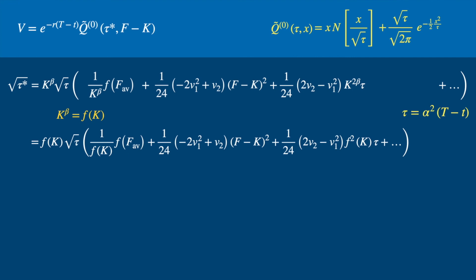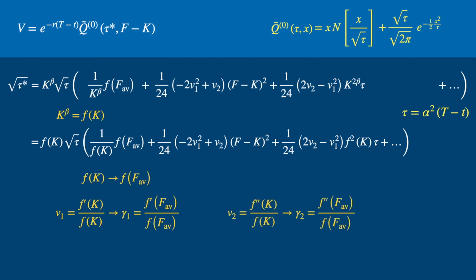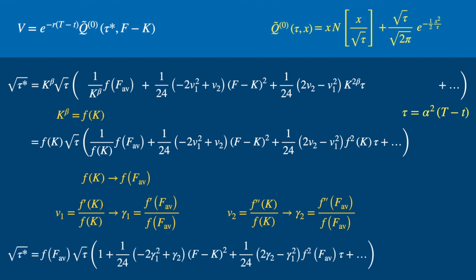It would make sense to replace the values at which the function and its derivatives are evaluated to the average of f and k as opposed to k. This shall give a better fit. So we replace f of k by f of average, and v1, which is the ratio of first derivative to the function value, by gamma 1, which is the same ratio, but both the numerator and denominator are evaluated at the average value. And same goes for v2. It becomes gamma 2. And let's make the replacements. Now we are on the home straight.